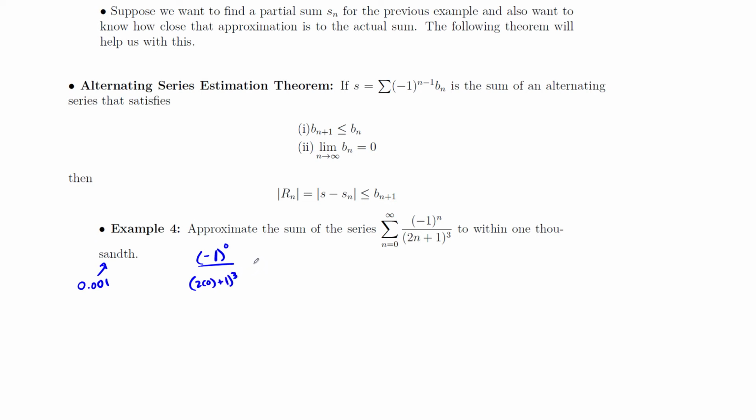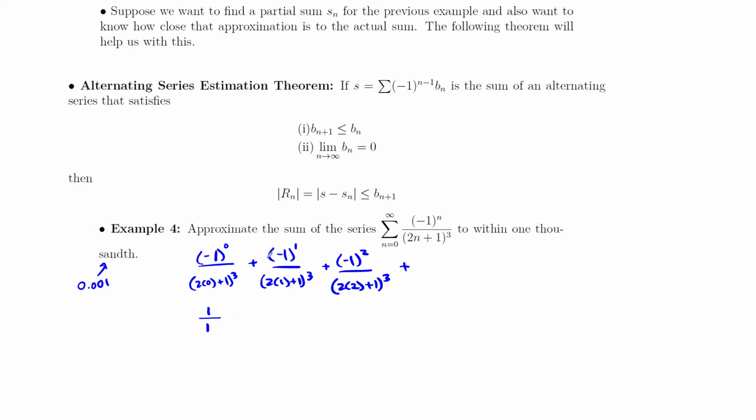So there's my first one, plus negative 1 to the 1, over 2 times 1 plus 1 to the third, plus negative 1 squared over 2 times 2 plus 1 to the third. And I'm probably going to have to keep going, but let's see where we're at as we go. So this is going to be negative 1 to the 0 is 1, and then on the bottom that's 1 cubed, which is 1.